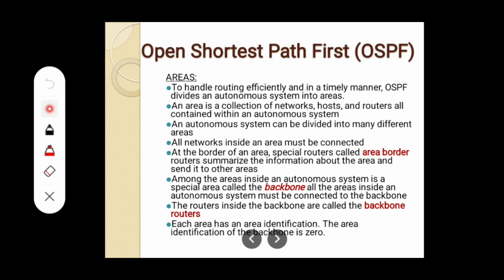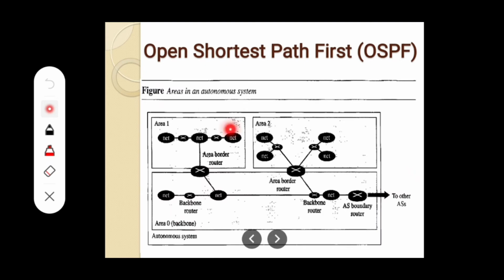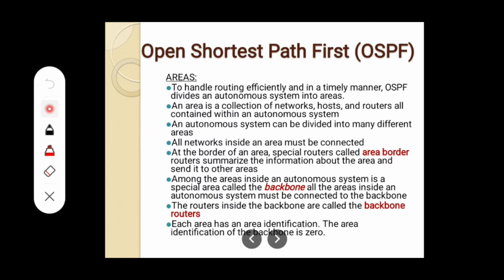Each area has an area identification. The area identification of the backbone is 0. Each area will be having an area identification. This is area 1, this is area 2, but the backbone will be having the identification area 0. Now clear? So this is the statement we have to explain in 10 and under areas. OSPF is being divided into different areas and you have to explain these terms.